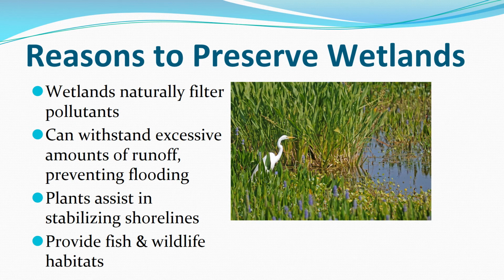So this is normal for some of us. You can actually walk down the street or get ready to go to a pond, and you can see some of this. Wetlands naturally filter pollutants, and can withstand an excessive amount of runoff because it can just sit there. It does prevent flooding, so if you ever went to some of the farms and saw the water just sitting on top. Plants assist in stabilizing the shoreline, so that's why those plants are there, like cattails and stuff. And of course, it gives life to animals.